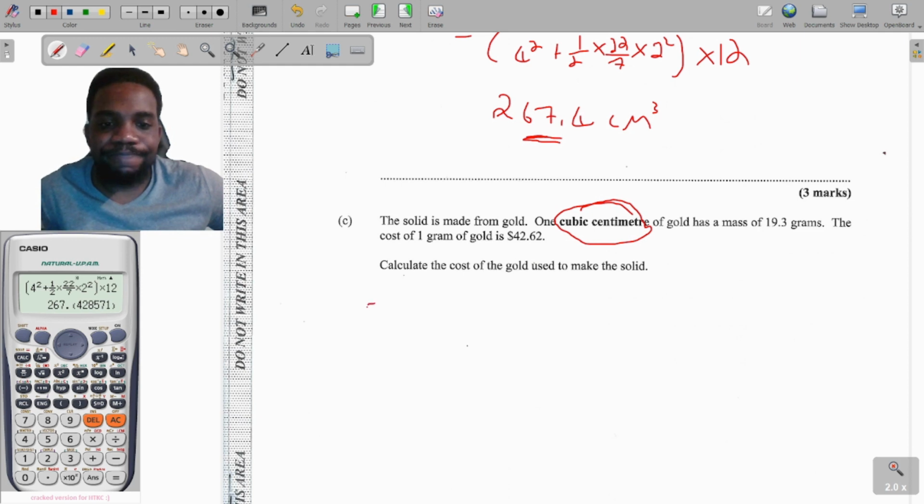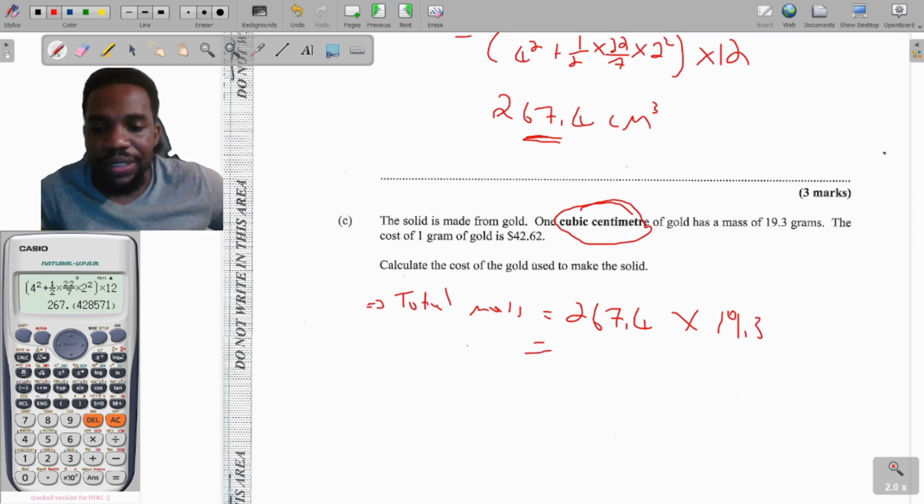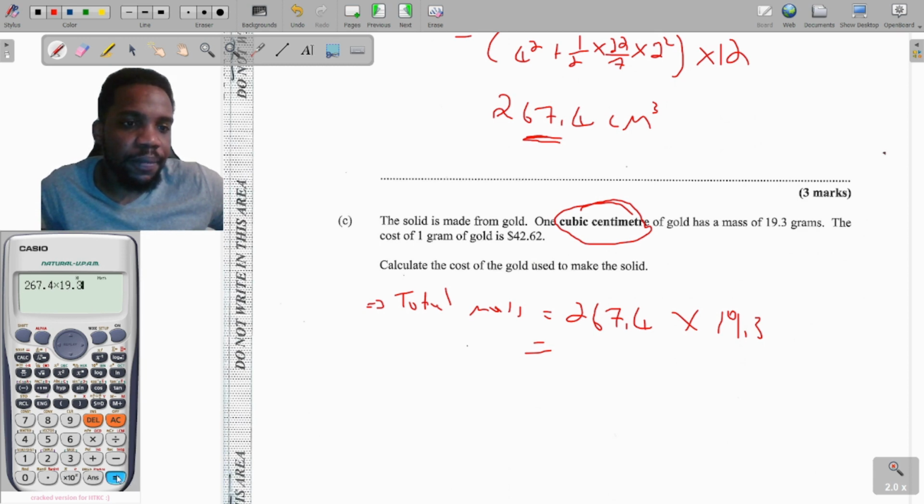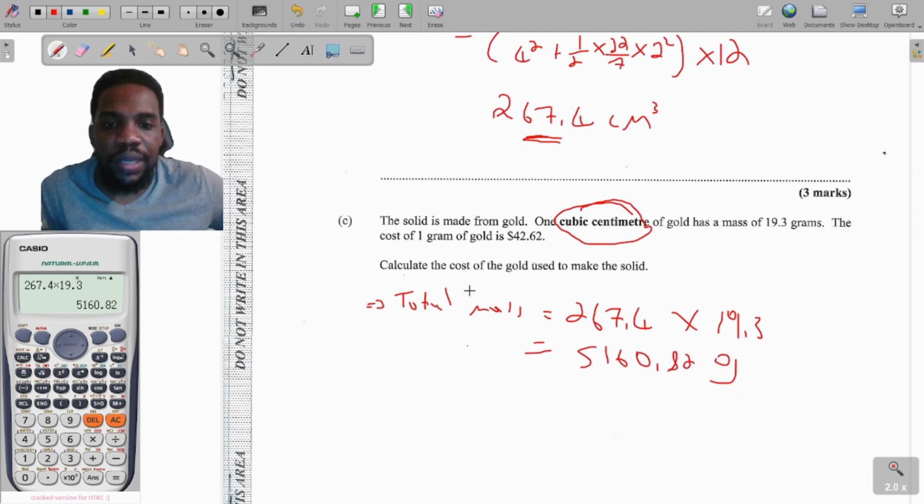So I'm going to say total mass is equal to 267.4 multiplied by 19.3. Once again, your calculator does that job nicely for you. So it's going to be 267.4 multiplied by 19.3. That's 5,160.82 grams.